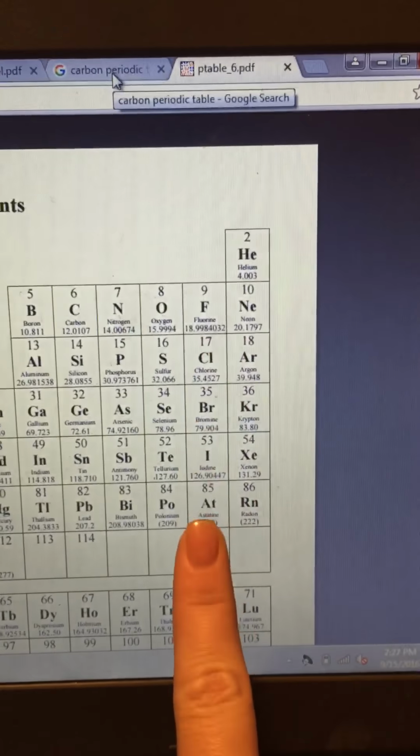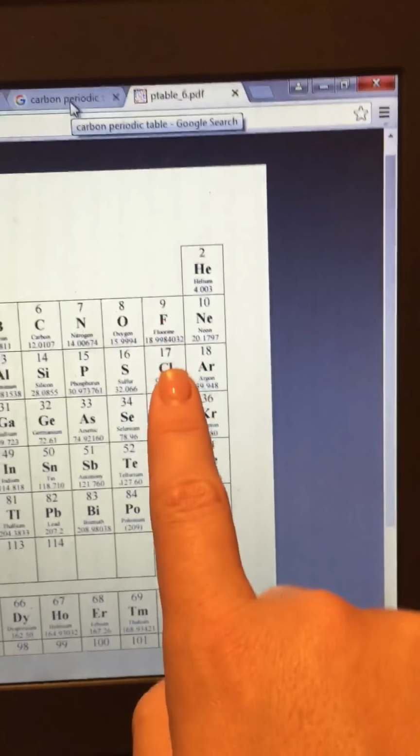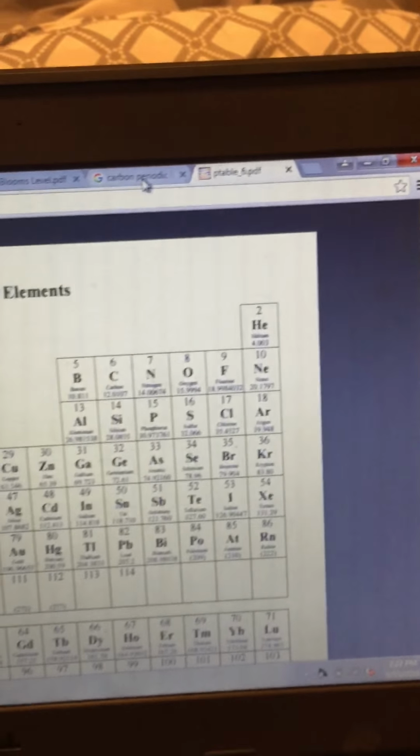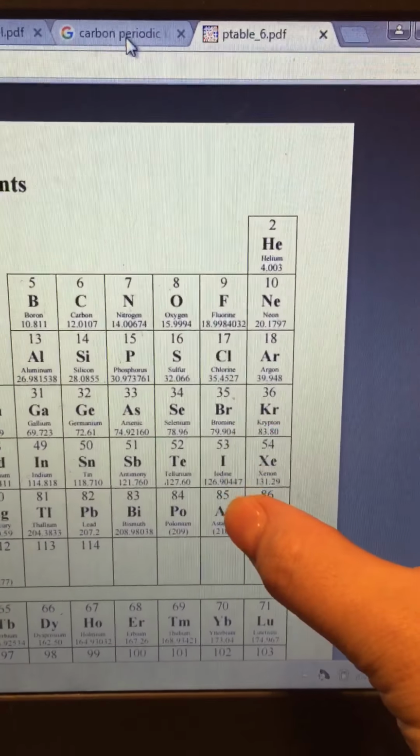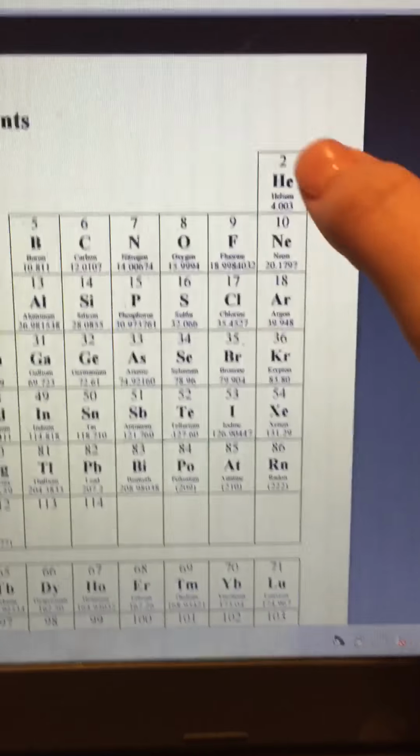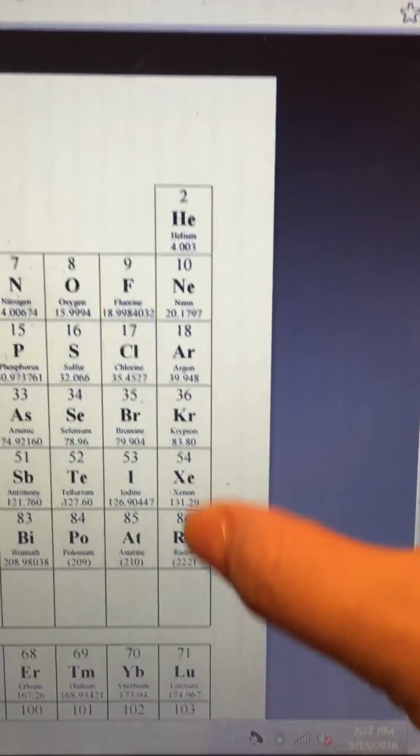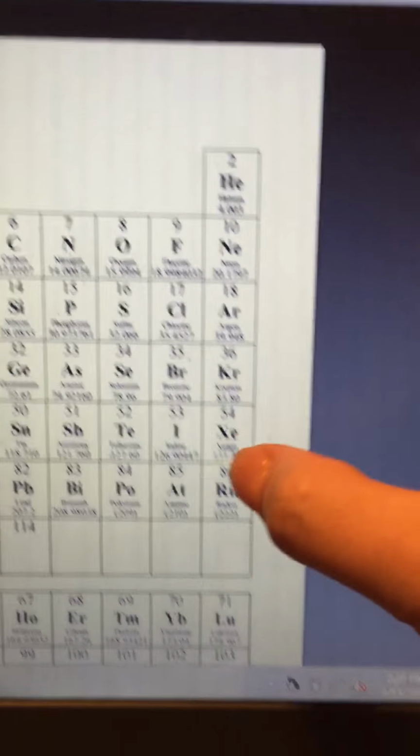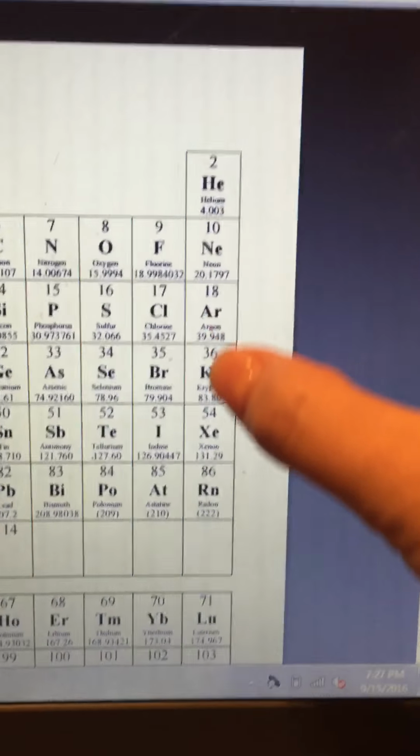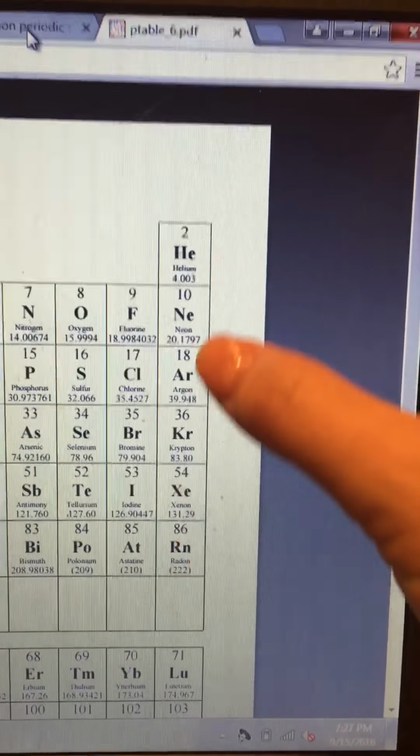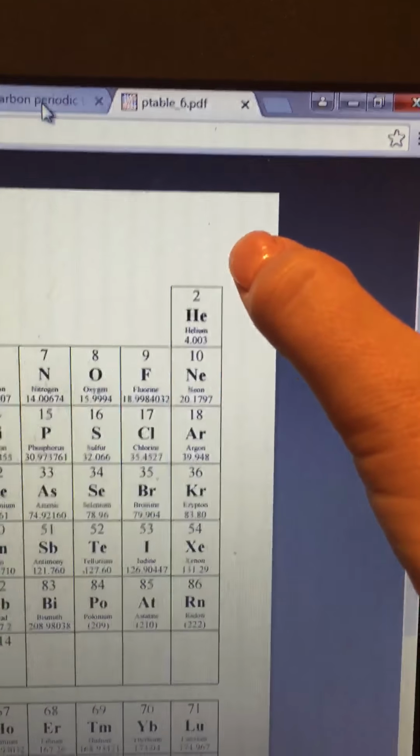Group 17 is the other one that we learned. These are your halogens: fluorine, chlorine, bromine, iodine, astatine. Then these very last guys, these are the only ones who naturally have a full outer shell with 8 valence electrons, so we call them the noble gases.